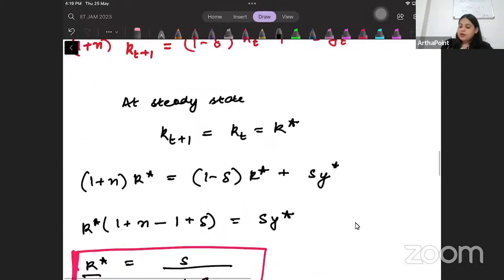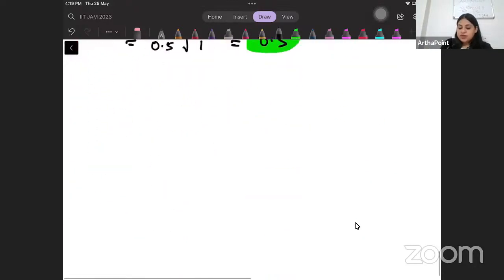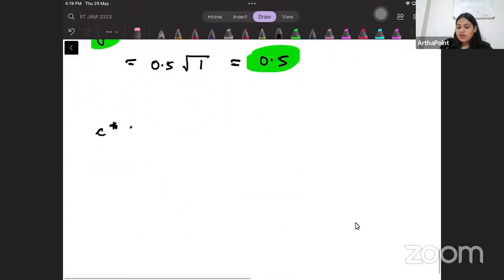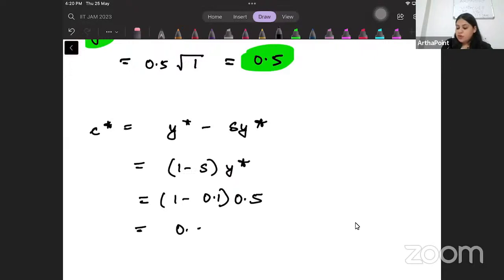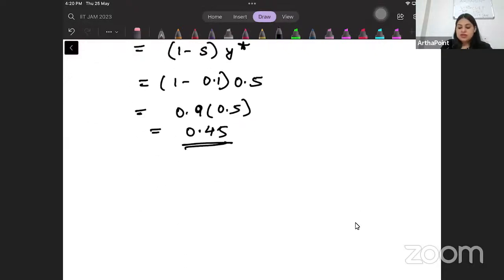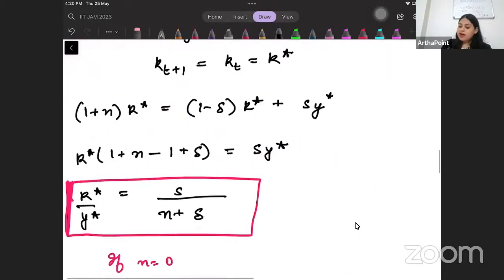So consumption per worker, okay. So beta, consumption per worker, C star, will be income per worker minus savings per worker. So it will be 1 minus savings rate, times Y star. Beta, Y star has come as 0.5. Savings rate was 10%. So it will be 0.9 into 0.5, 0.45. This will be the answer to this question. Okay. Now let's look at the last part.